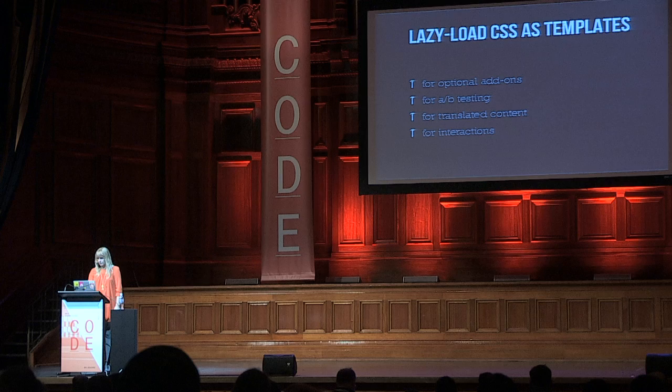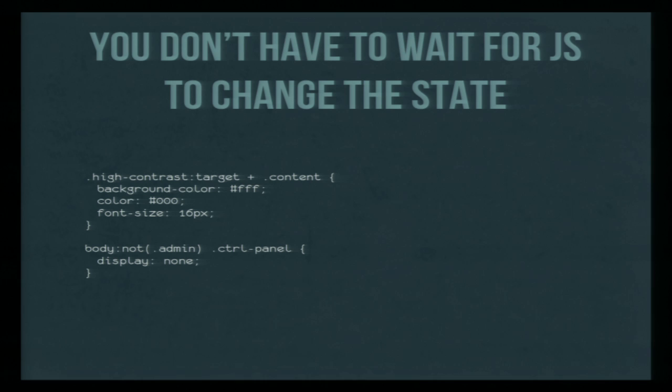Because you don't have to wait for your JavaScript to be changing the state of your application. Like this first example, let's say that you have a large body of content on your page, and then you have a button at the top that makes that high contrast. You can do that just with CSS. So you can change the background color and the foreground color, and then change the font size so it's easier to read without ever having to go to JavaScript.